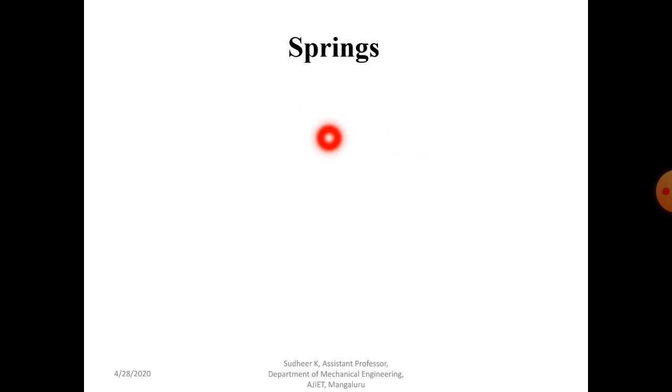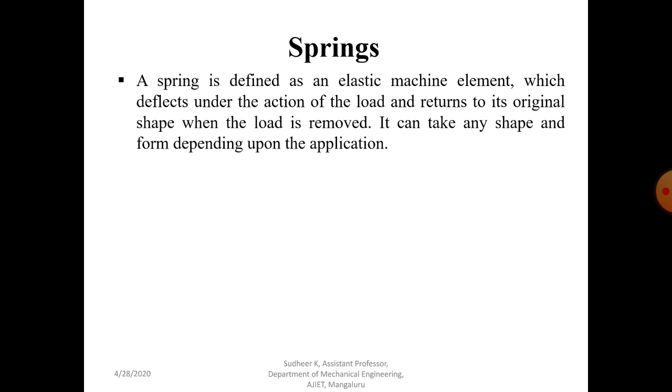spring. A spring is nothing but an elastic machine element which deflects under the action of a load and returns to its original shape when the load is removed. So this is the main definition of a spring. It deflects under the action of load and returns to its original shape when the load is removed.